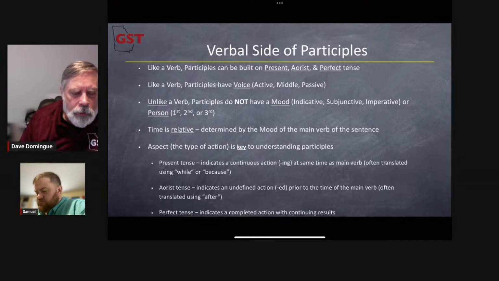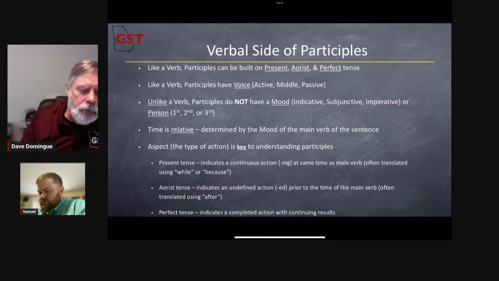So, like a verb, participles have a tense, right? And they're built on the present tense, the aorist tense, and the perfect tense. And there are about 12, maybe 13 New Testament future tenses. I'm going to touch on that next week, just touch on it because there's only those 12 to 13. This time we're staying with the present and the aorist and the perfect.